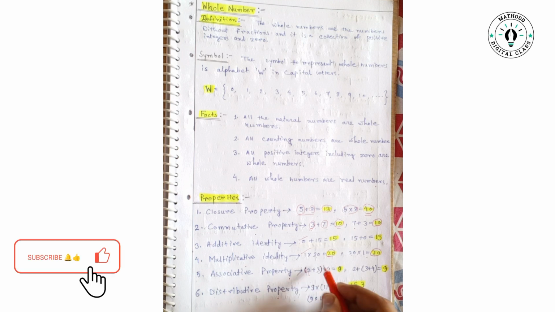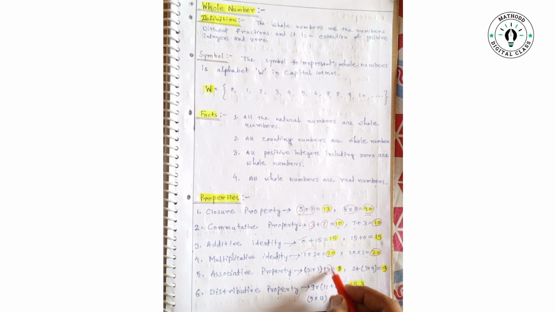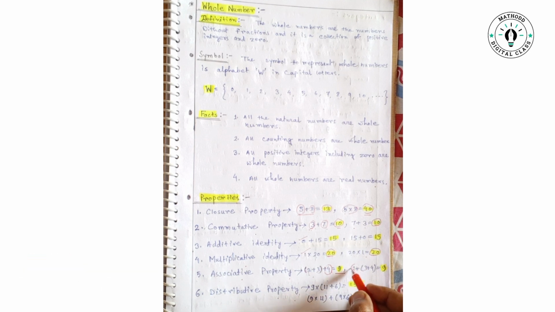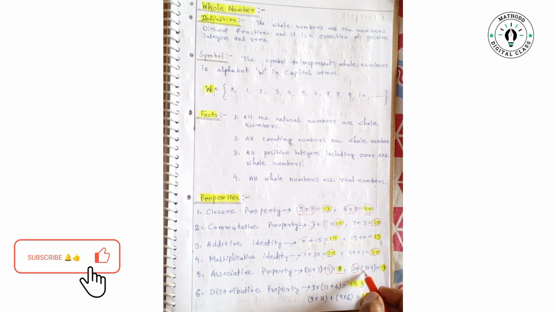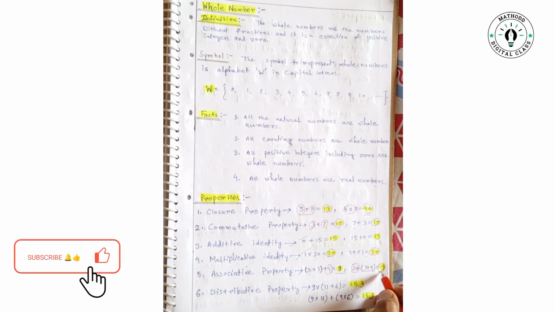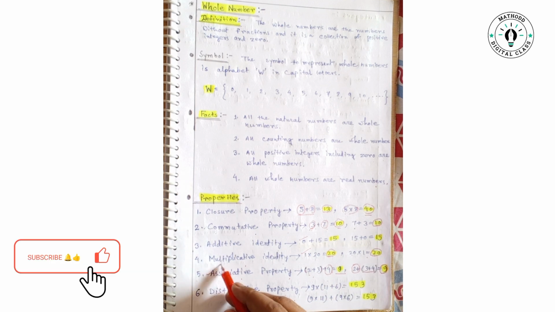Associative property: when we take three whole numbers 2, 3, 4 and add 2 with 3, then add the result with 4, we get 9. After that, when we add 2 with the result of 3 plus 4, we also get 9. That is called associative.